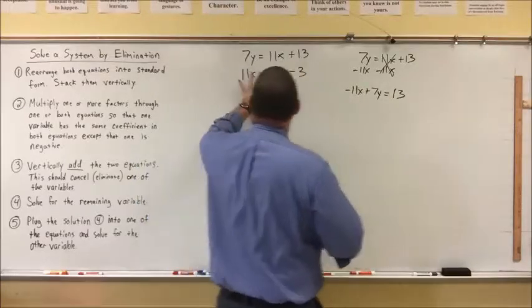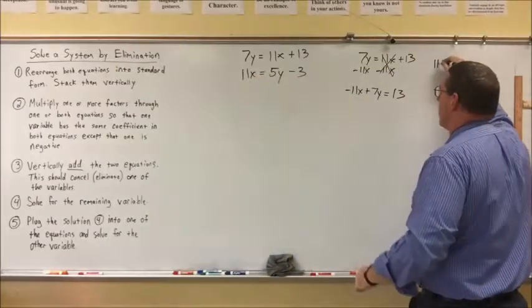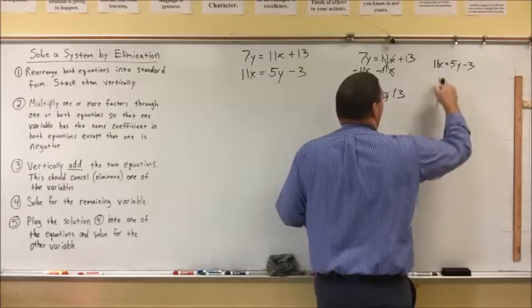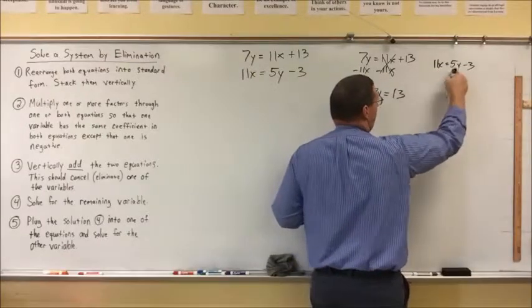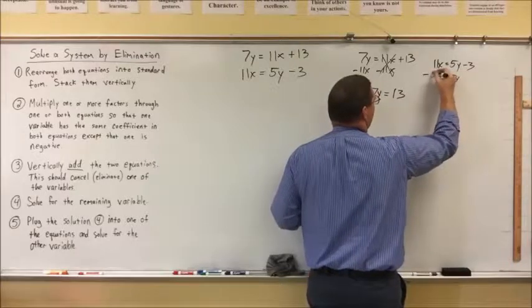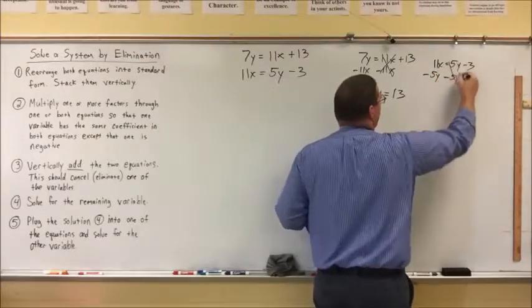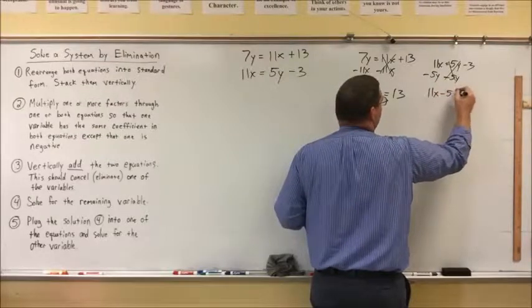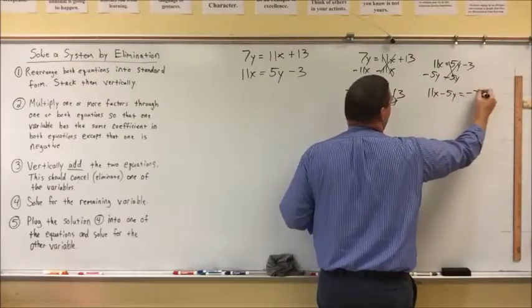Now, this one right here, we got 11x equals 5y minus 3. I got the 11x on the left side. I just need to put the 5y on the left side. So I'll subtract 5y here and subtract 5y here. That's going to cancel here. It's going to give me 11x minus 5y is equal to negative 3.